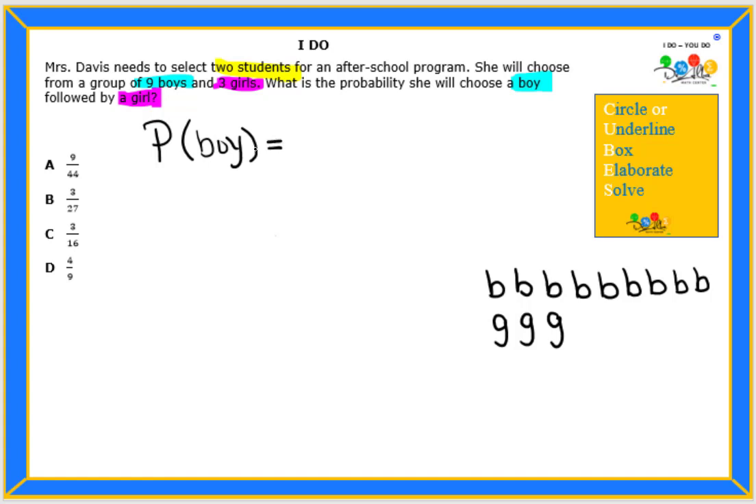So remember, the probability is the number of possible outcomes over the total. So if we look at our model, here we have 9 boys out of a total of 12 students.